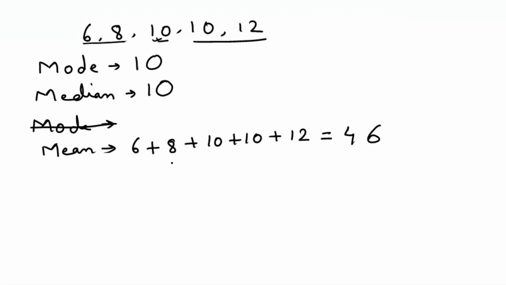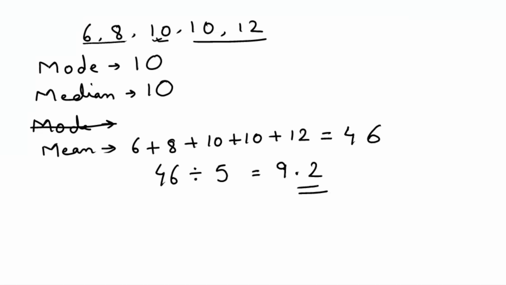What do we have to do after finding the sum of the numbers? Then we have to count how many numbers there are: 1, 2, 3, 4, 5. Then we have to divide 46 by 5, and our answer will be 9.2. This is the mean. See, you understand how we can find the mode, median, and mean.